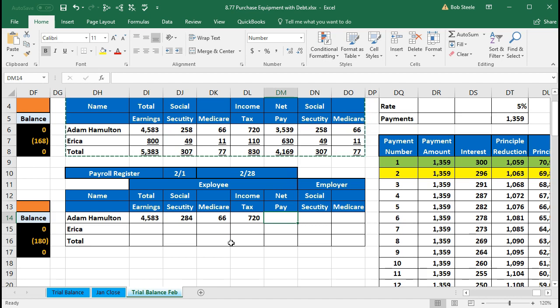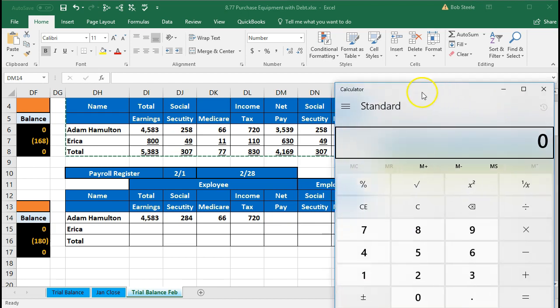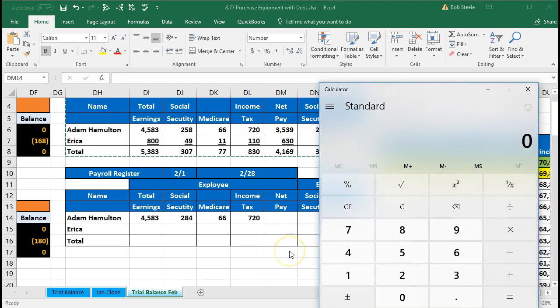And then we're going to have the net pay. So what are they actually going to get? What is the employee going to receive? Well, they would have got $4,583 if it weren't for taxes, but then we took out $284 for Social Security, Medicare is $66, and income tax of $720. So we're going to take these total earnings minus these three taxes. If we did that with a calculator, then it would simply be 4583 minus 284 minus 66 minus 720, enter. And there we have it.